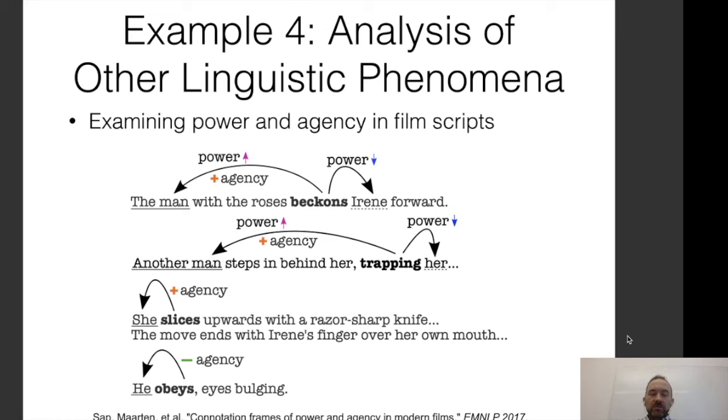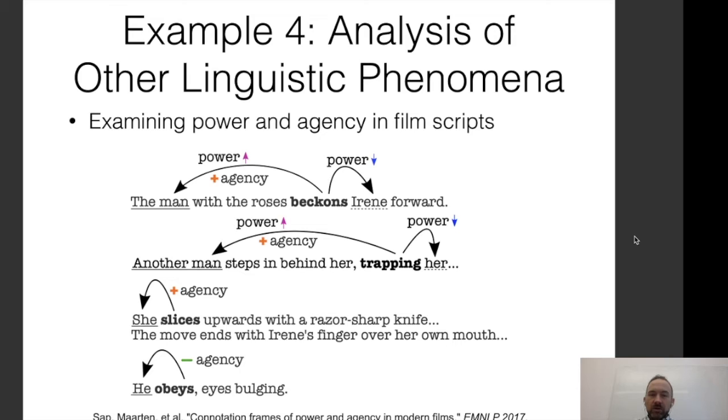And finally, dependency parsers could be used for analysis of other linguistic phenomena. So as just one example of this, there's a paper examining film scripts, and it's examining power and agency. So in this example, the man with the roses beckons Irene forward, and we have, in this case, power. So beckon is an indicator of positive power for the subject and negative power for the object. So essentially, this allows you to do interesting analysis of film scripts and do diachronic analysis where you examine them over time, et cetera, et cetera.